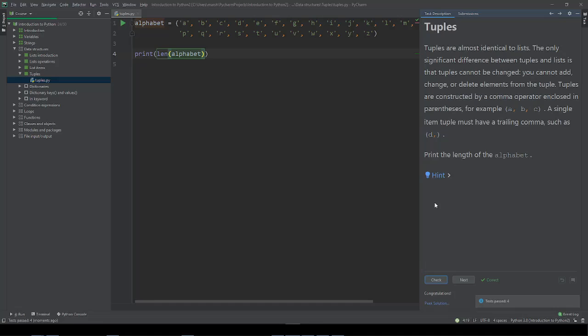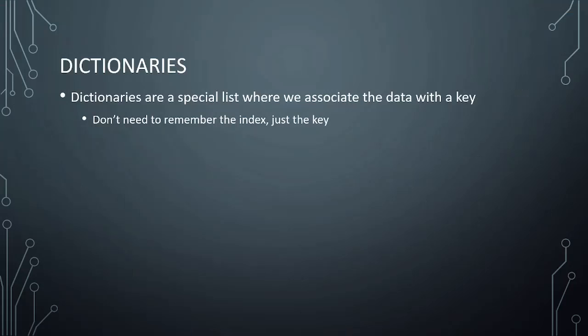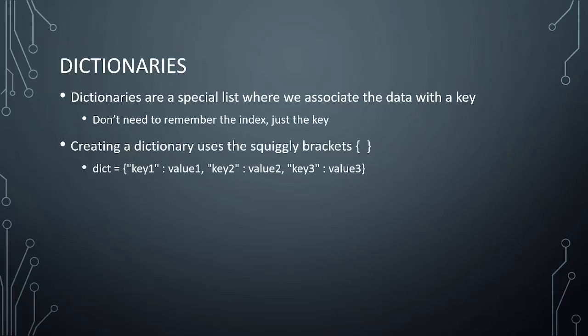Let's have a look at our notes on dictionaries. Dictionaries are a special type of list where we have a key for each value. And this can be useful because we don't have to remember the index, we just have to remember which key it is. Now we can create a dictionary by using the squiggly brackets, and we do that in the following method. So I have my dictionary, and I am assigning where key 1 is equal to value 1, key 2 has value 2, and key 3 is value 3.